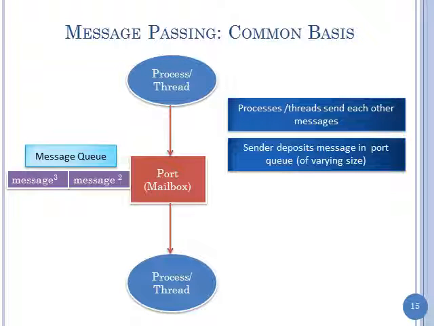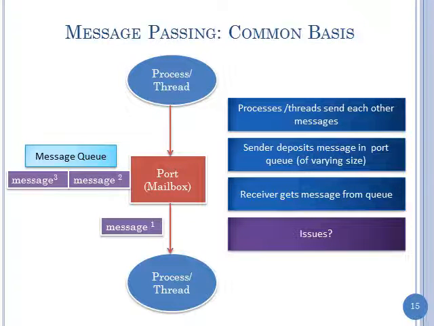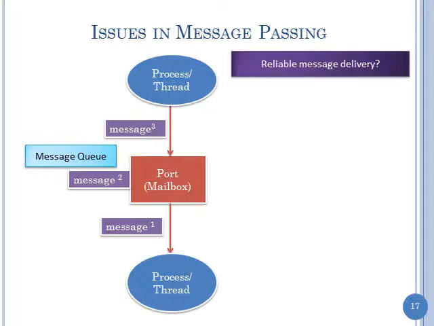So the common basis is processes and threads send each other messages. The sender deposits messages in a port queue of varying size. Who knows? We're not saying anything about the size here. The receiver gets the message from the queue. I'm doing it all through diagrams because I don't want to say very much at this point. And what are these? I could have gone to those points and said, let's see what the differences are.